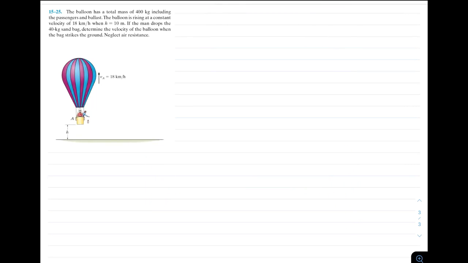Now we are going to solve this problem which says that the balloon has a total mass of 400 kg including the passengers and ballast. The balloon is rising at a constant velocity of 18 km per hour when h is equal to 10 meters. If the man drops the 40 kg sandbag, determine the velocity of the balloon when the bag strikes the ground.